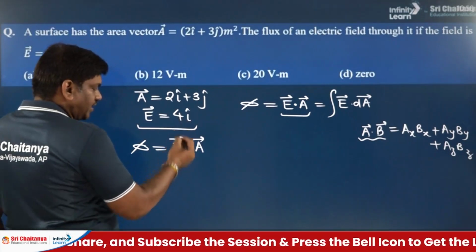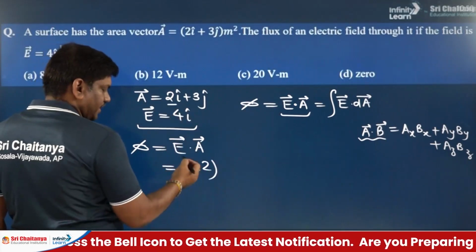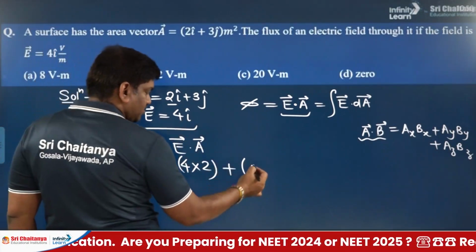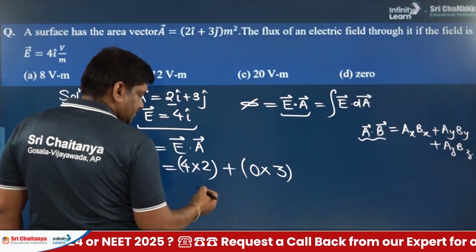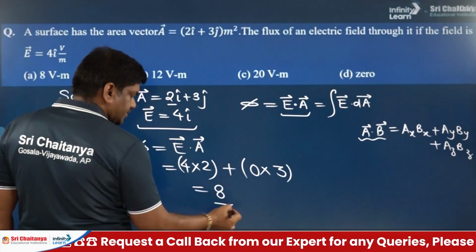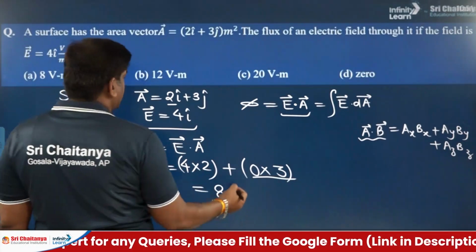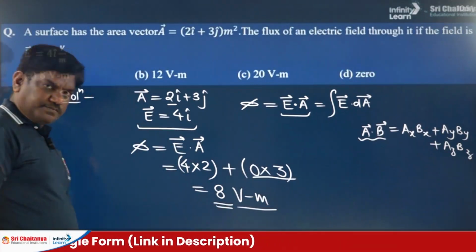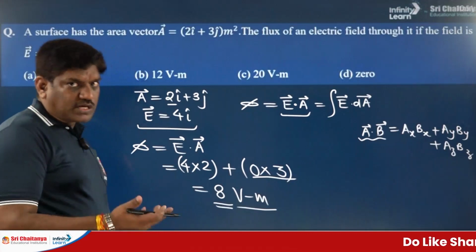So what is the x component of E? 4. What is the x component of the area vector? 2. Plus, what is the y component of E? 0. What is the y component of the area vector? It is 3. That's why it is giving you 8, because the second term will be 0. So 8 is the total flux, and the unit of flux will be volt meter. You can write volt meter or Newton per Coulomb meter square. Both are the same unit.